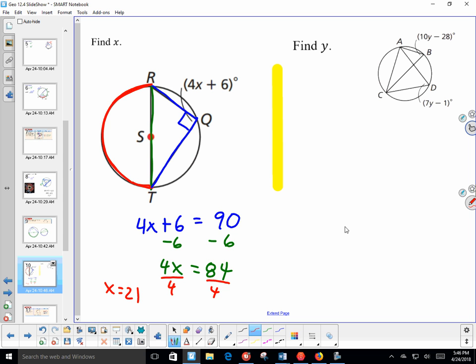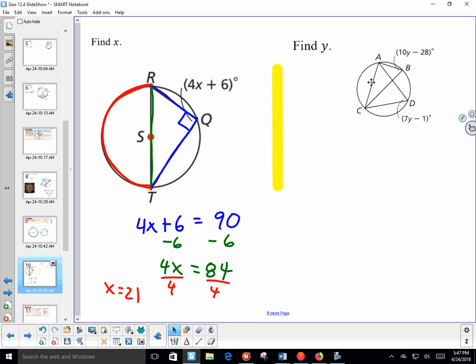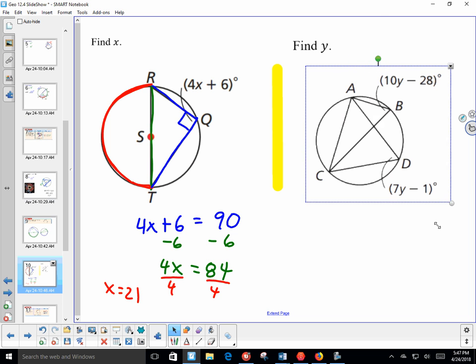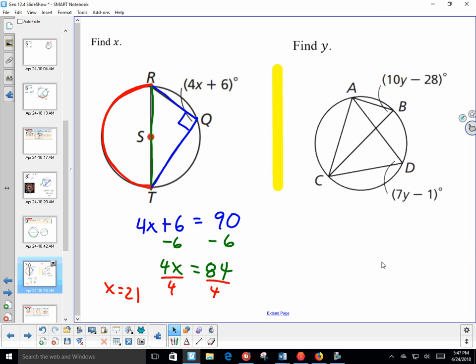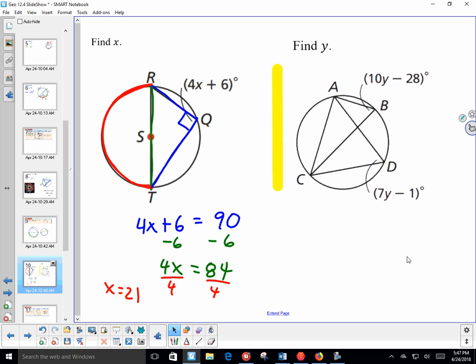All right, let's take a look at this other picture. In this other picture, we have this diagram, and in this diagram, we are trying to find the value of y. All right, well, what do we know? We know that this angle here, angle ABC, measures 10y minus 28, and we also know that that angle is an inscribed angle. I'm going to kind of trace over that angle here.